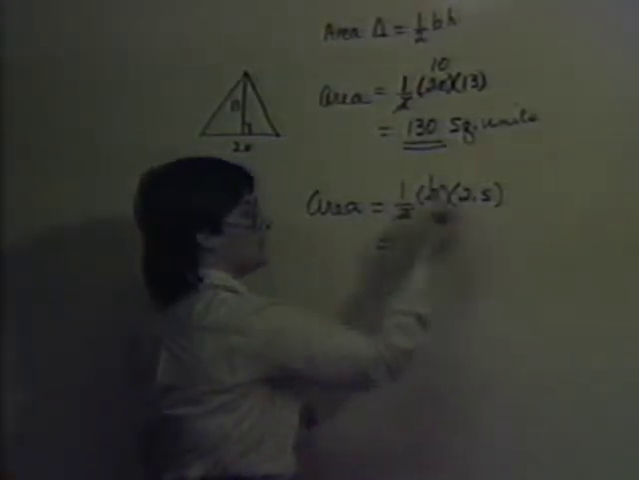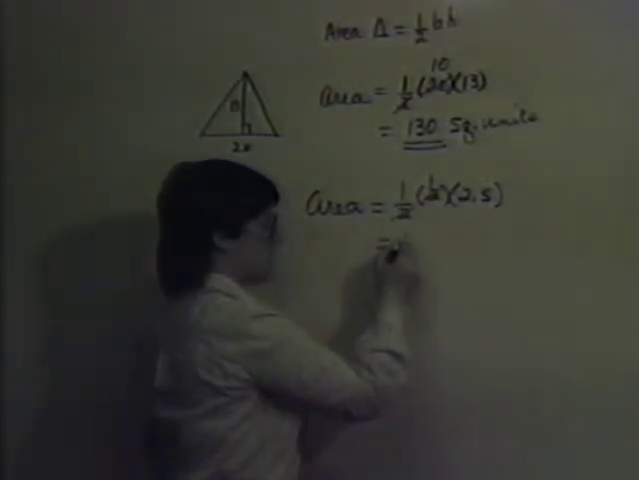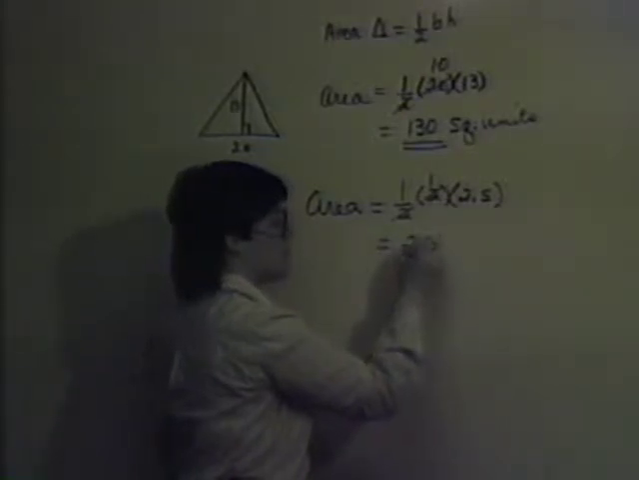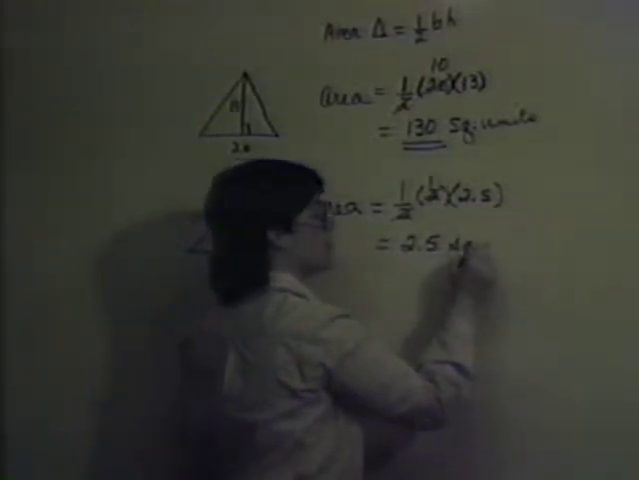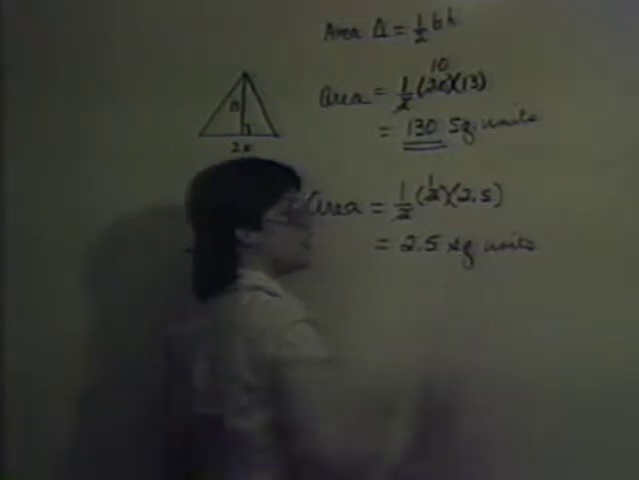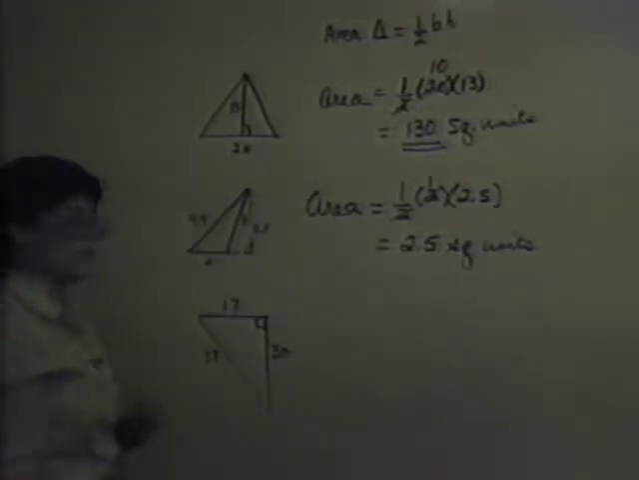Now, 1 times 1 times 2.5 will give us? 2.5. Great. 2.5, and we'll put square units. I didn't see a particular unit of measure that they used in this one.